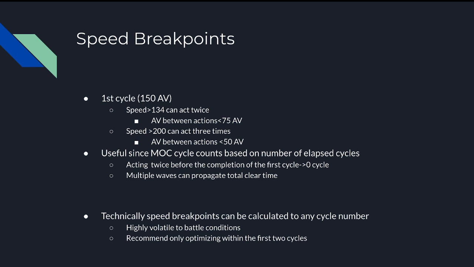I would argue that due to highly volatile battle conditions later on, the speed advances, slowdowns from the enemies, it is much more difficult to predict how many actions you can do in 5 cycles, 6 cycles. There is a lot more volatility around it. But in general, I would recommend optimizing within the first 2 cycles. I think that has much more reliability involved in it. But that's why the 134 breakpoint is so key. You can take 2 actions within the first cycle.